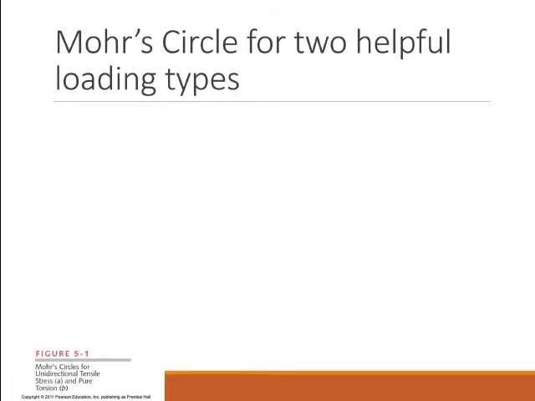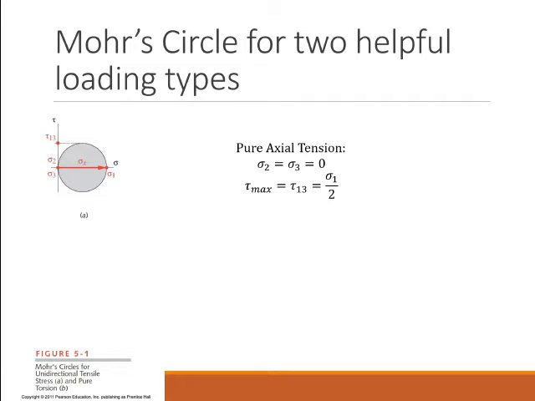Before we get going any further, it would be helpful for us to consider two special types of loading. The first one is pure axial tension. When we have pure axial tension, we only have sigma 1, so sigma 2 is equal to sigma 3, which is equal to 0. The Mohr circle looks like this. So we can see that tau max is equal to sigma 1 over 2.